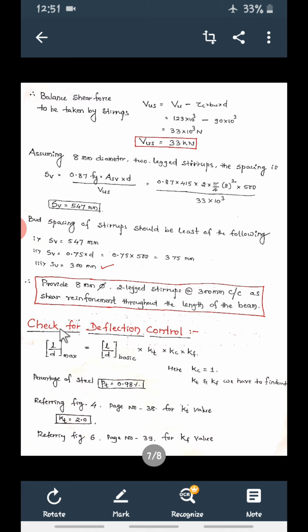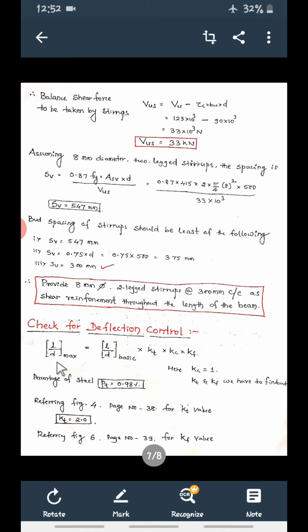Next is the deflection check. We have to check the deflection. Whatever cross-sectional dimensions we have provided, you have to check whether these dimensions are able to take the deflection, whether the deflection is within the permissible limit or not. That is the check for deflection control. As usual, the same steps will be followed. First you have to calculate L by D maximum.